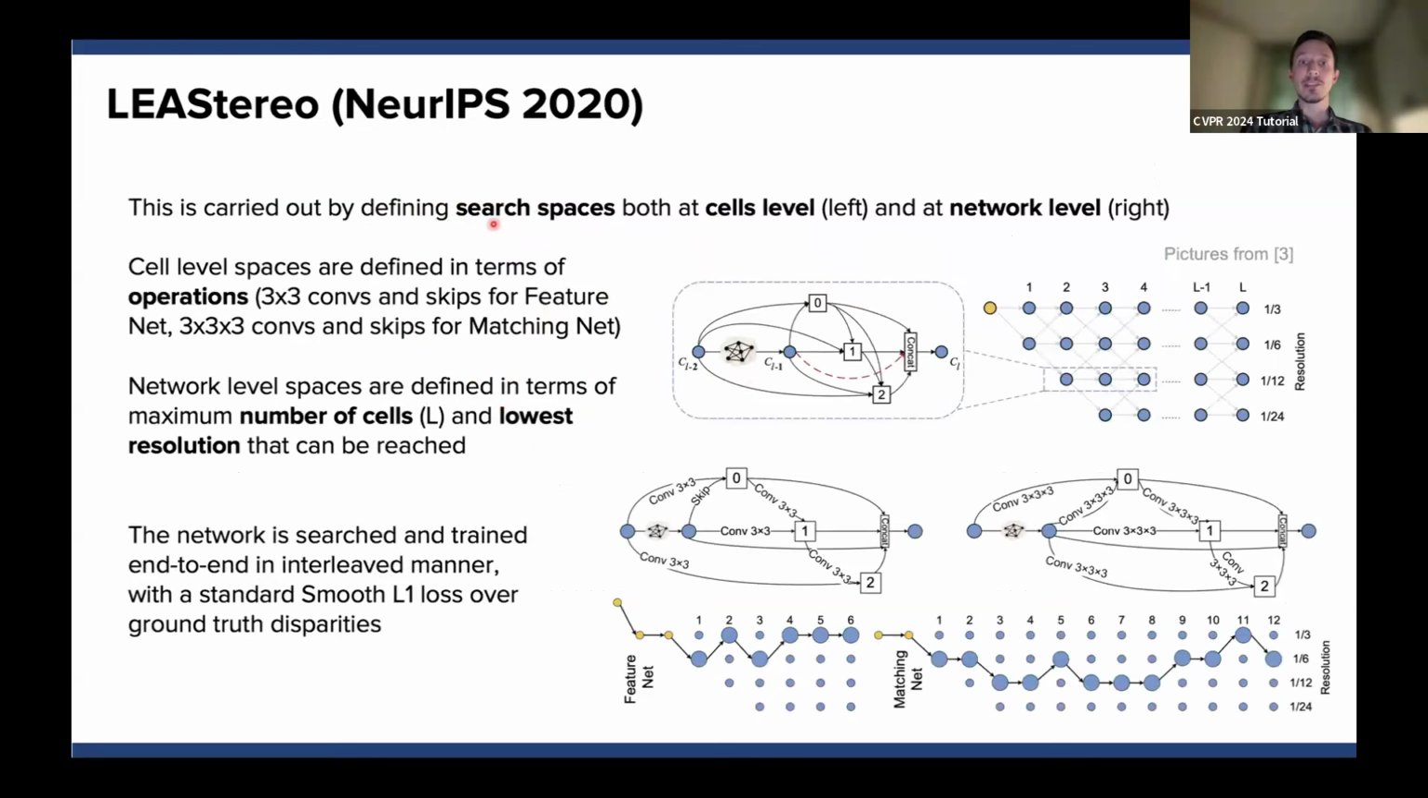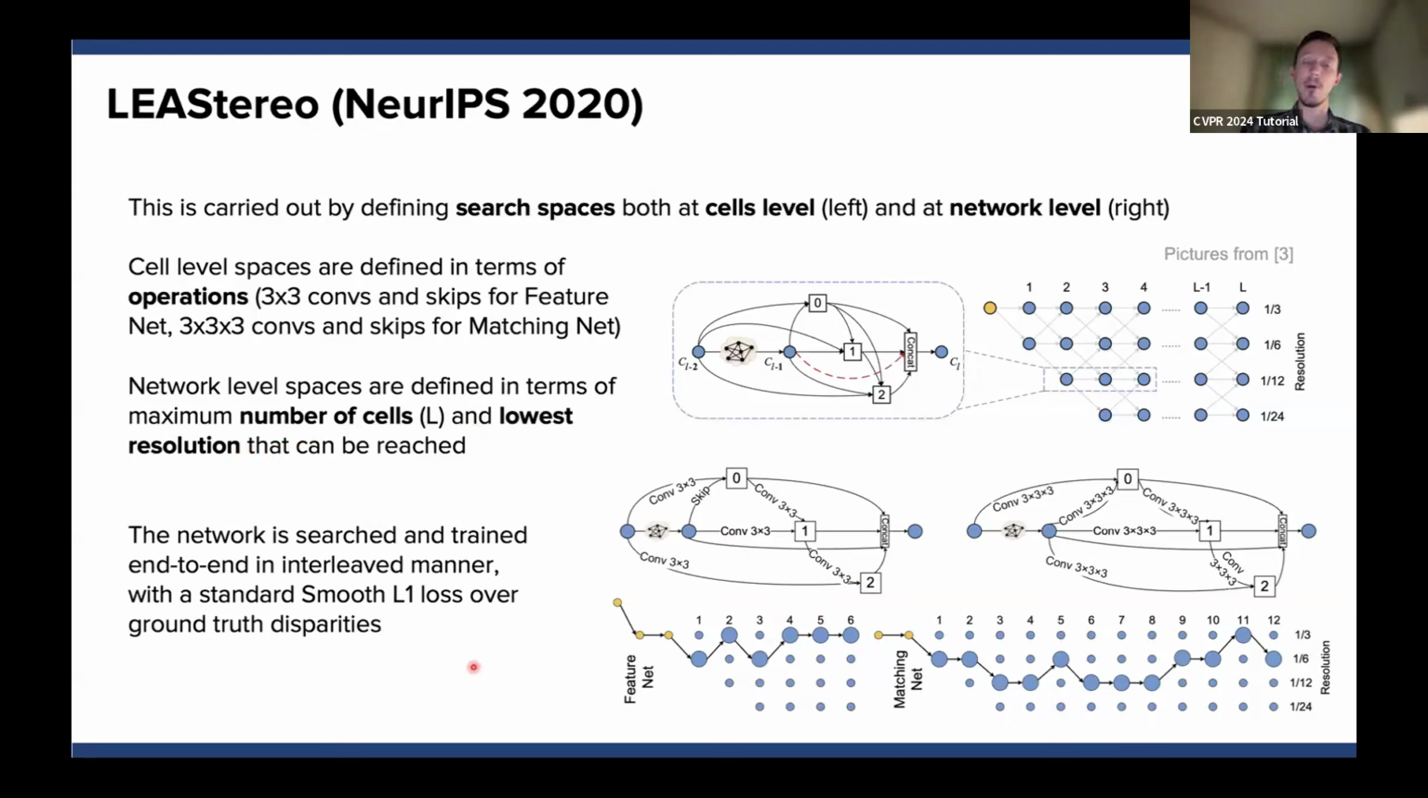More in particular, the search spaces can be defined at two different levels. One is the cell level, which defines the basic components inside either the feature net and the matching net. The other one is the network level, which defines the overall skeleton of each of the two networks, that will be selected according to the outcome of the neural architecture search. For the cell level, for the feature net, we will have mainly 3x3 convolutions with skip connections, while for the matching net, we will have 3x3x3 convolutions and skip connections. For the network space, the authors simply need to define the maximum amount of cells we want and the lowest resolution that the features could reach across computation. Then the network is searched and trained with a simple smooth L1 loss.